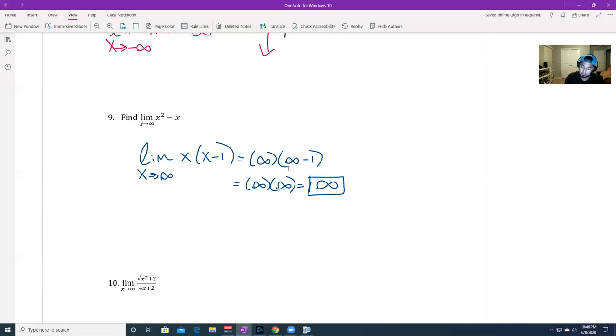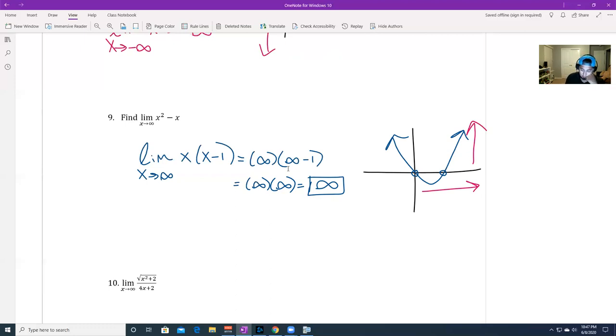Or, one more time, think of the graph. X squared minus x is the graph of a parabola. It's going to have an x-intercept at 0 and an x-intercept at 1. And it's going to look like this. Well, look at your graph. As x heads towards infinity, where is this tail headed? Infinity. So, makes sense, right? Either one works.